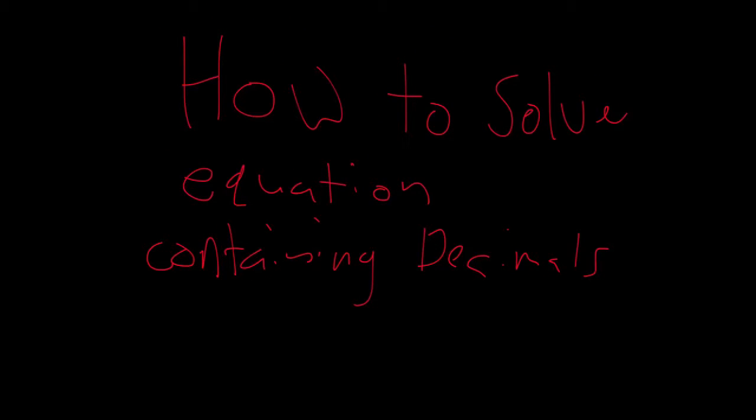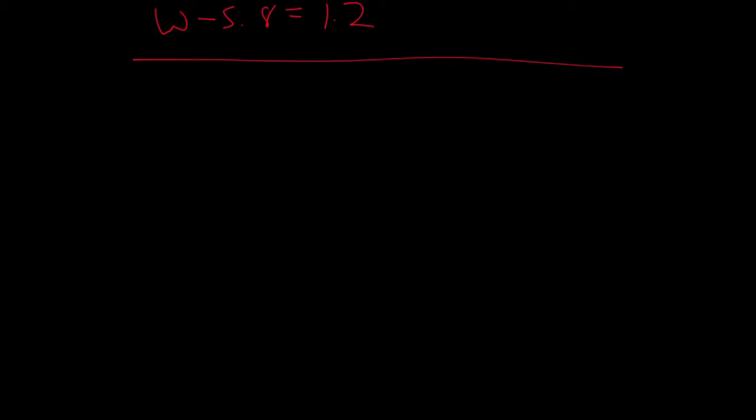How to solve equations containing decimals. W minus 5.8 equals 1.2. First, we start by rewriting the problem.